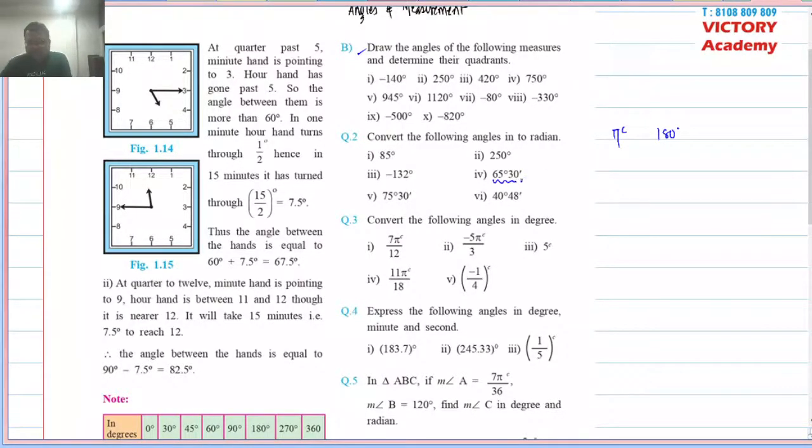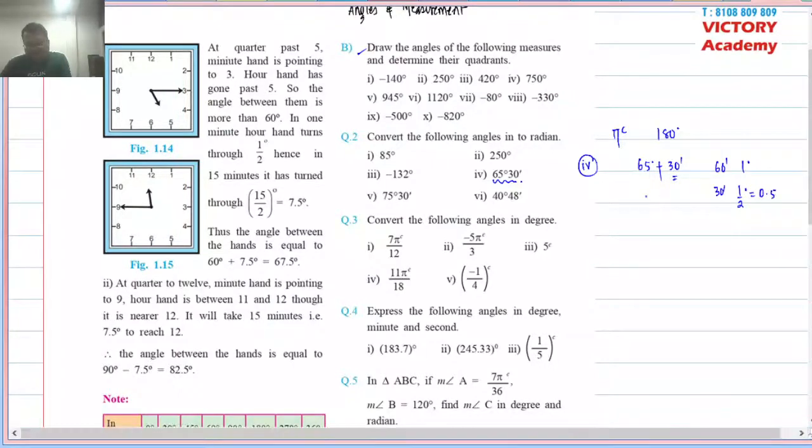Let's look at this. 65 degrees 30 minutes. Okay, question number 4. 65 degrees plus 30 minutes. Now we know that 60 minutes is 1 degree. So 30 minutes is half a degree, which is 0.5. So this is 60.5 degrees, which is 131 upon 2 degrees.